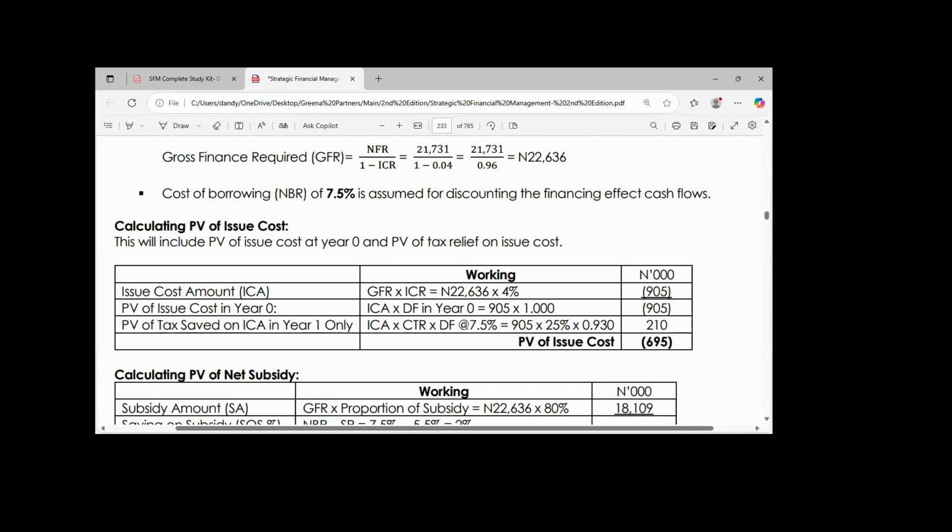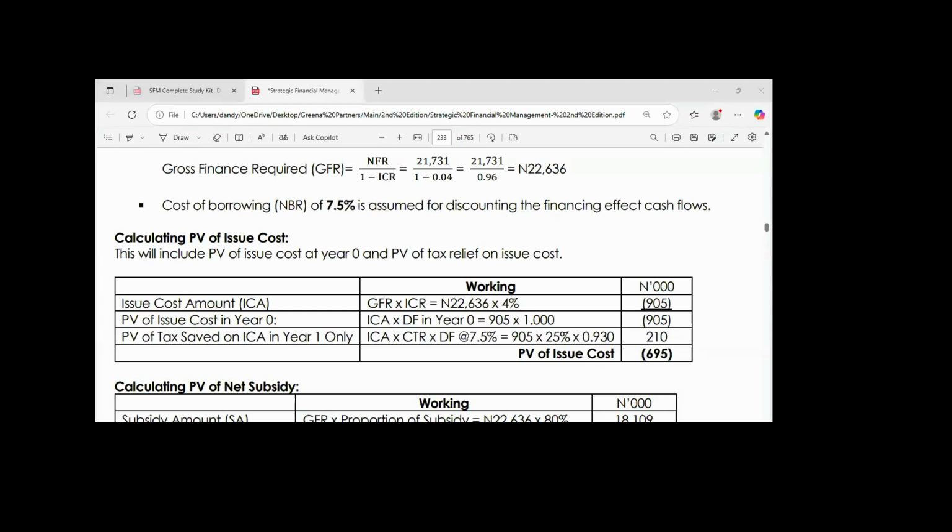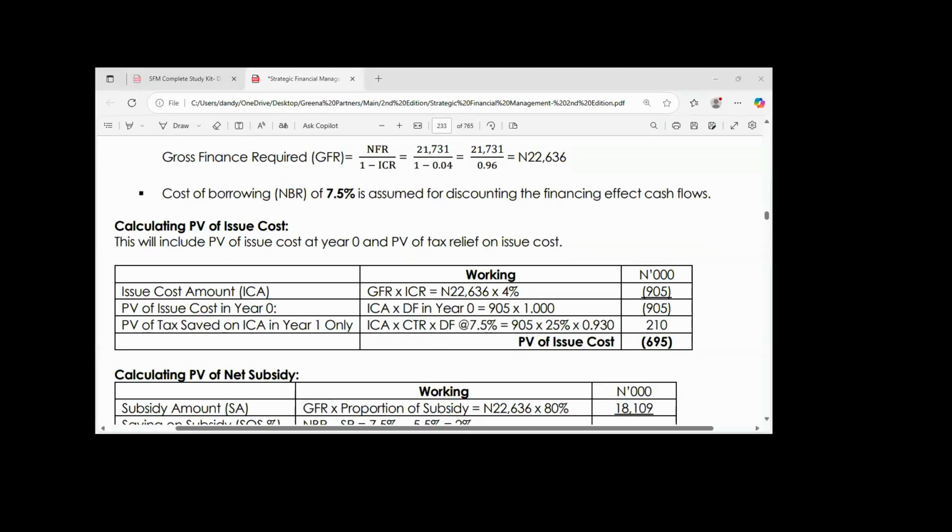For all the cash flow from financing effect, you are going to use a discount rate of 7.5%, which represents the cost of borrowing. So in this case, I want to calculate the discount factor for year 0, which is 1.075 raised to power minus 1. That's 0.930. So 0.930 multiplied by the company tax rate of 25%, okay? Then multiply by 905. We got 210.